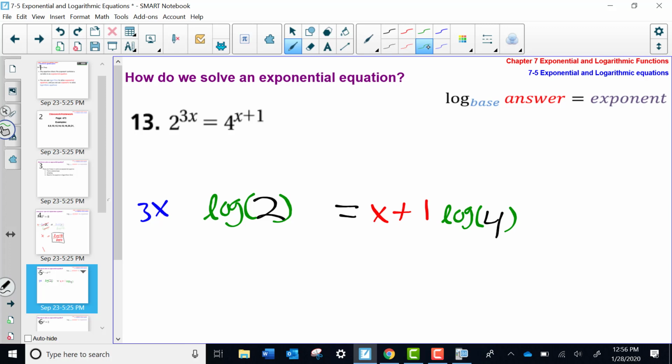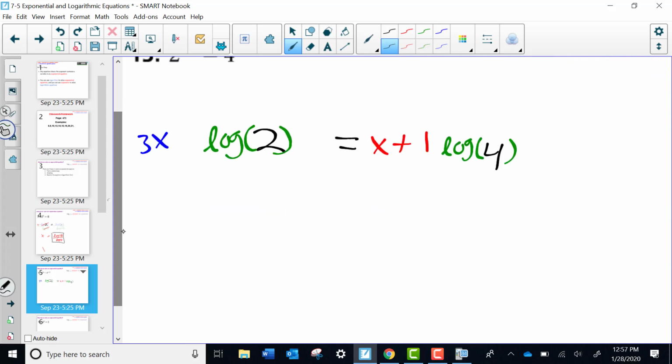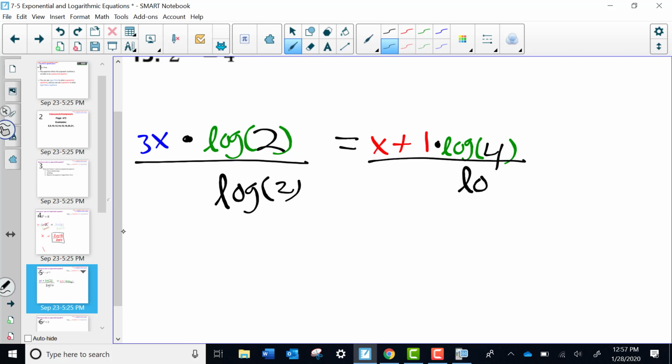log of 4. Whenever you bring an exponent down to the base level, you have to write the word log right after the exponent. Any questions? And this is 3 times log of 2, x plus 1 times log of 4. I'll divide this by log of 2. If I divide this side by log of 2, I'll divide this side by log of 2.